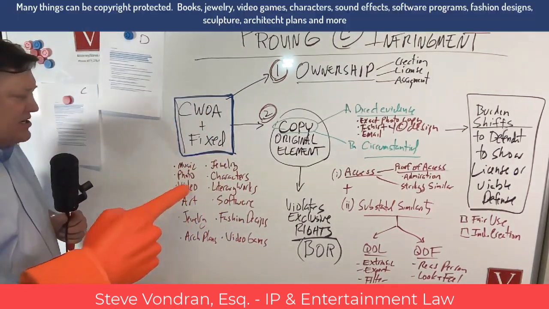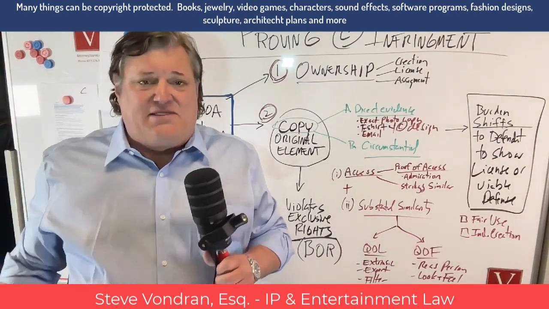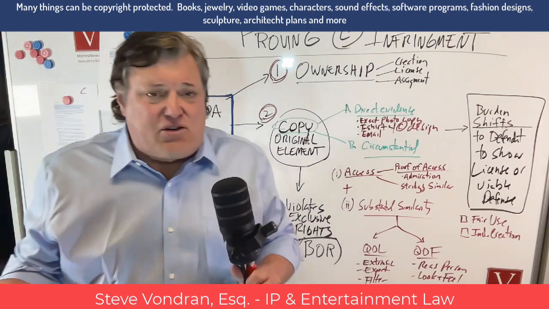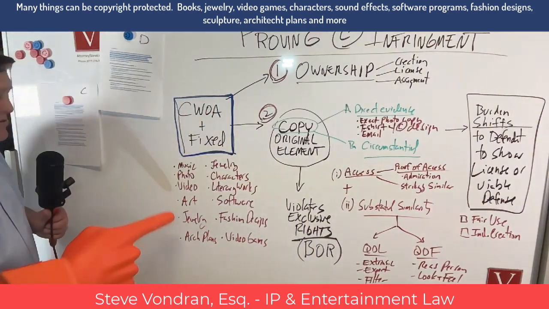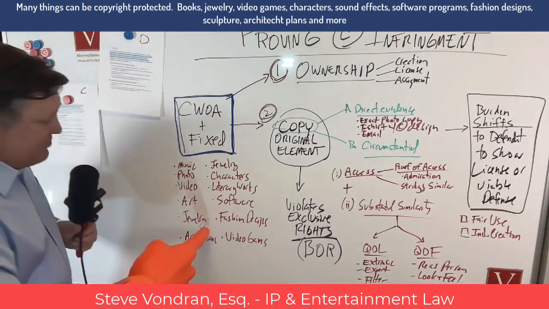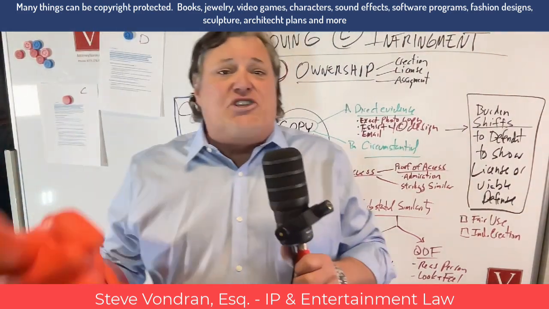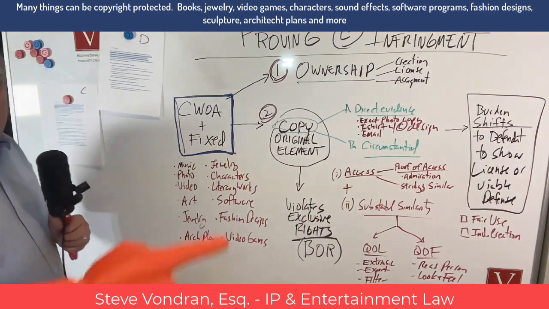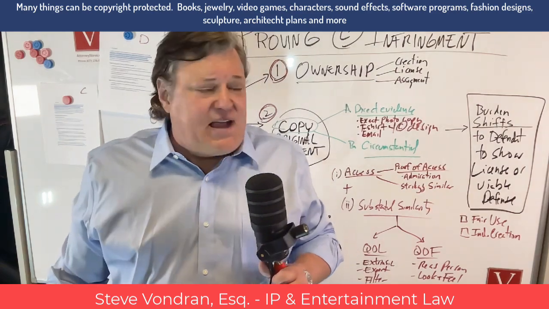This could be music, jewelry. We have jewelry cases where people are infringing on pendants and things like that. Characters, this is becoming big. Characters from books, movies, video games, you can protect those. Photos, videos, artwork. Fashion designs can be copyrighted. So if you have an original work of authorship fixed in a tangible medium of expression, it could be so many different things. Sculptures, all kinds of things, computer fonts, things like that.